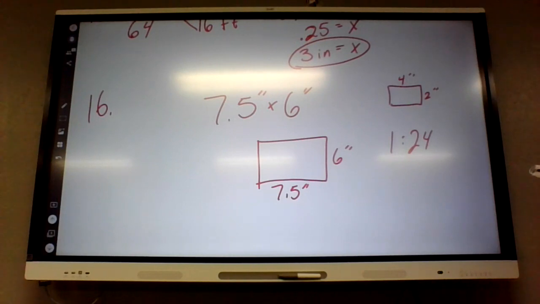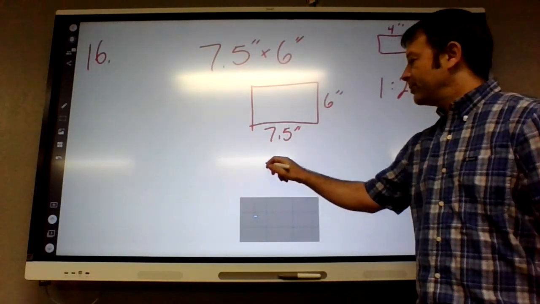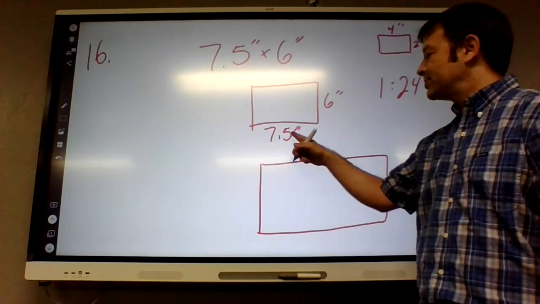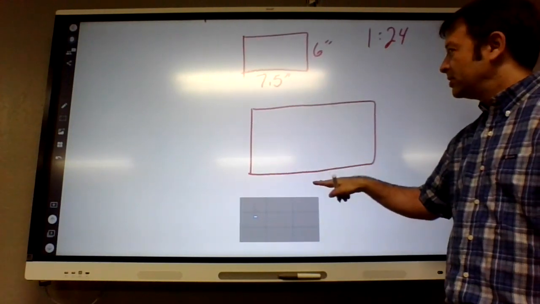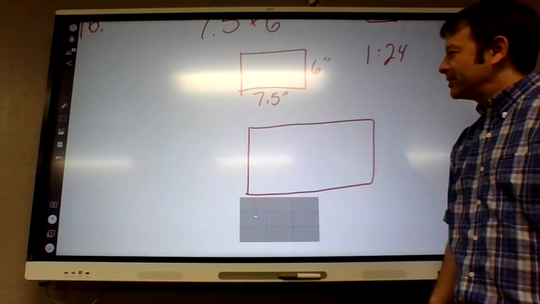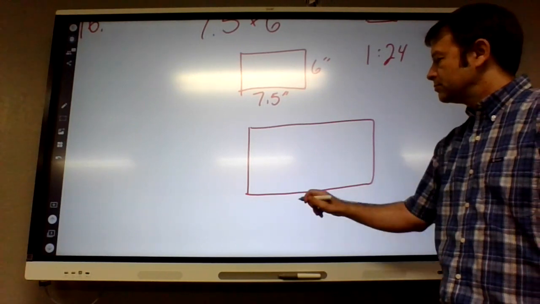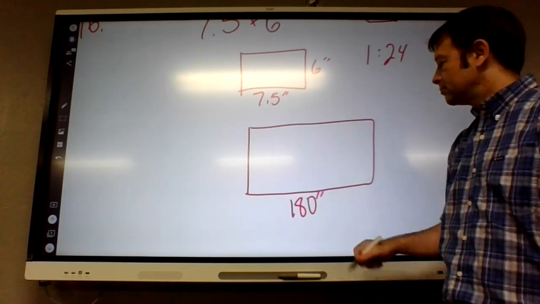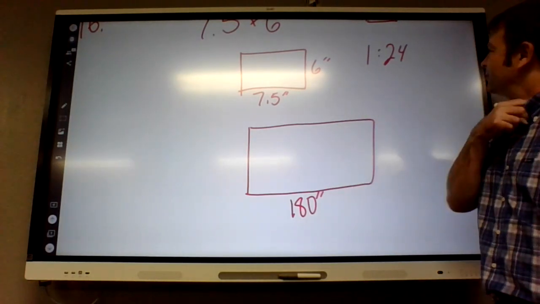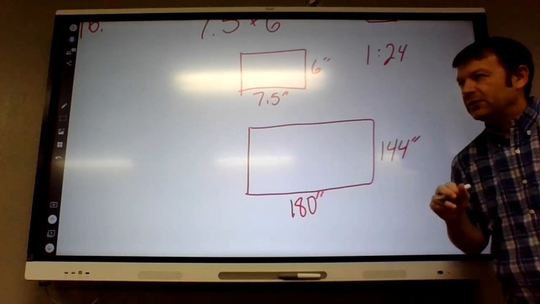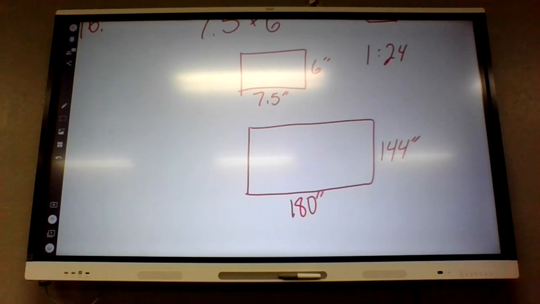So the real room, I'm not going to draw a giant rectangle, but how would I find out how many inches are on the real room? Multiply by 24. 7.5 times 24. What is that? 180. And 6 times 24? 144.